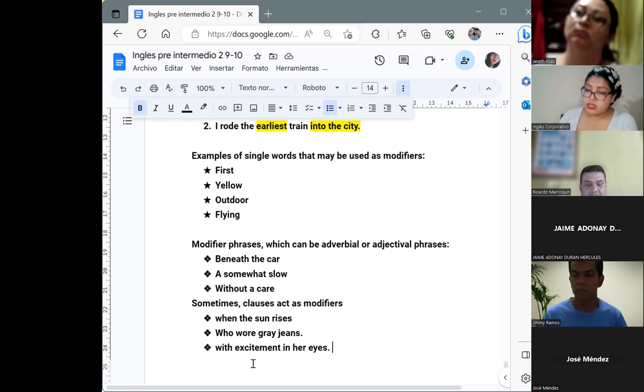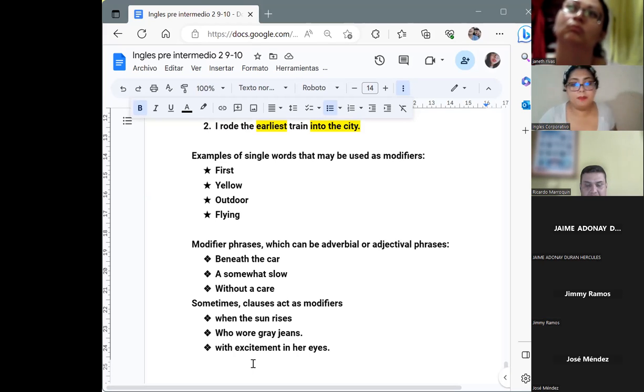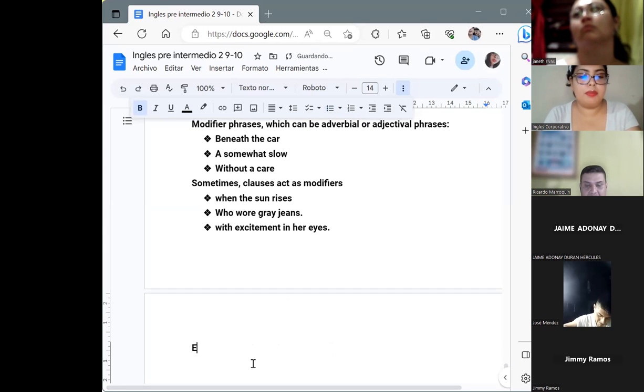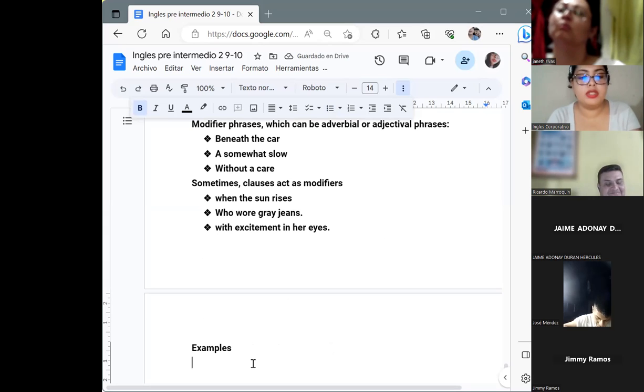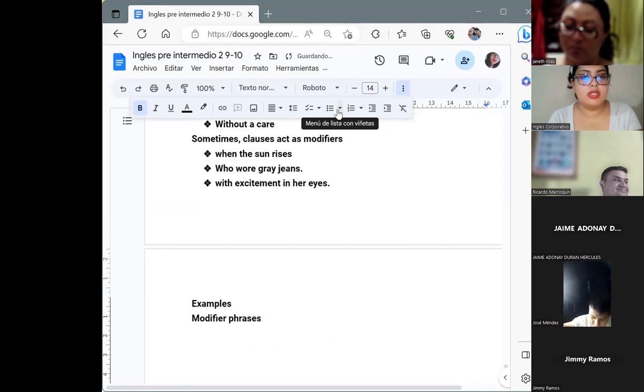Then we have some examples of the modifiers, the modifier phrases. We are going to write two examples. And also we are going to see some examples of modifier clauses. Vamos a tener dos ejemplos de los modifier phrases y dos ejemplos de los modifier clauses para ver cómo es que se aplican en oraciones, ¿ya? Este tipo de palabras o de elementos. So we're going to see the examples. And we have the first one that is modifier phrases. Para los modifier phrases, tenemos los siguientes ejemplos.